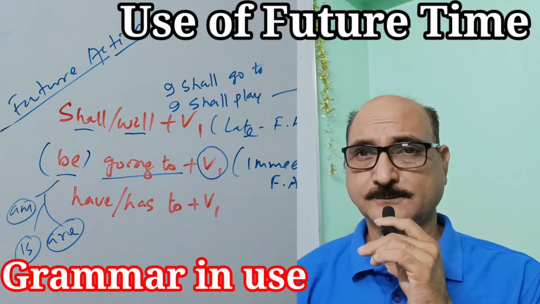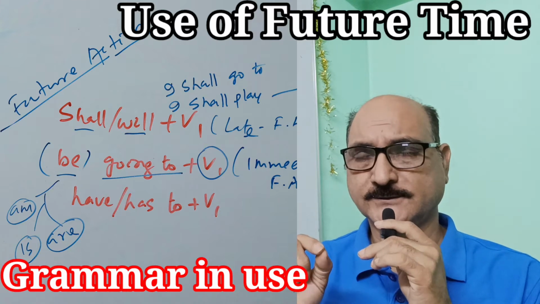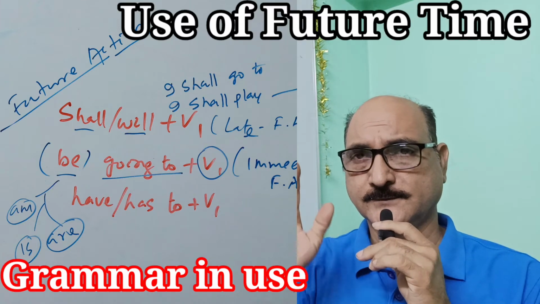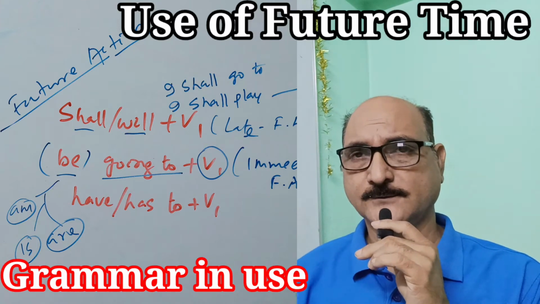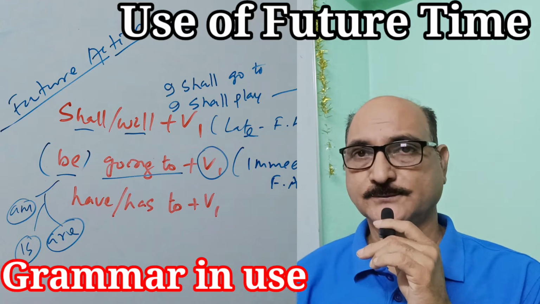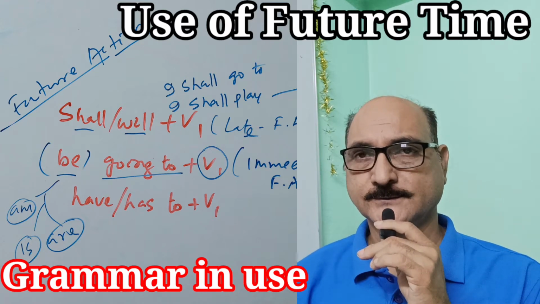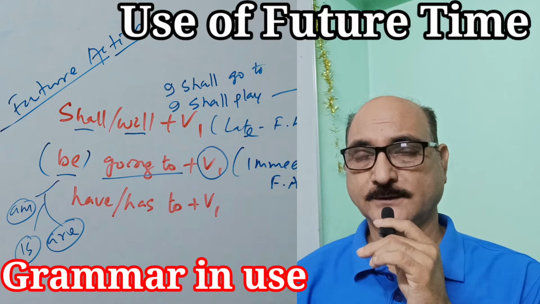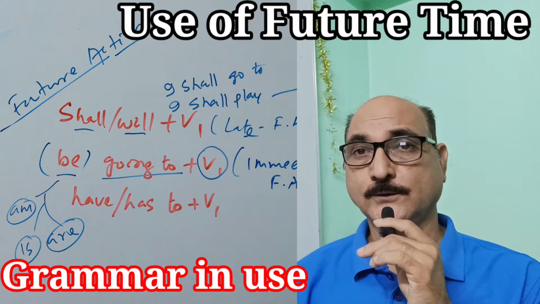Today we are going to discuss about the future action. In future action, we have three formulas to apply. One is shall will plus V1. Another is have to has to plus V1. Another is be going to.